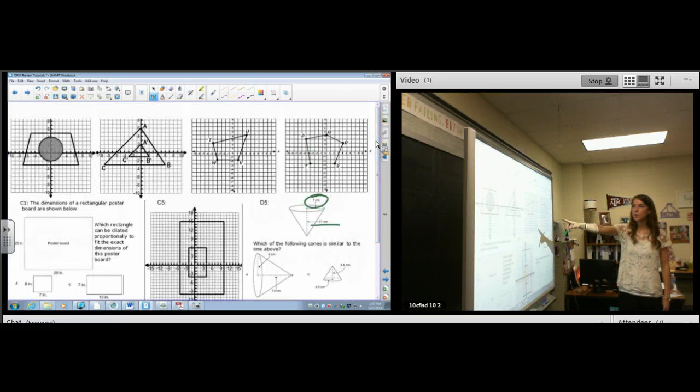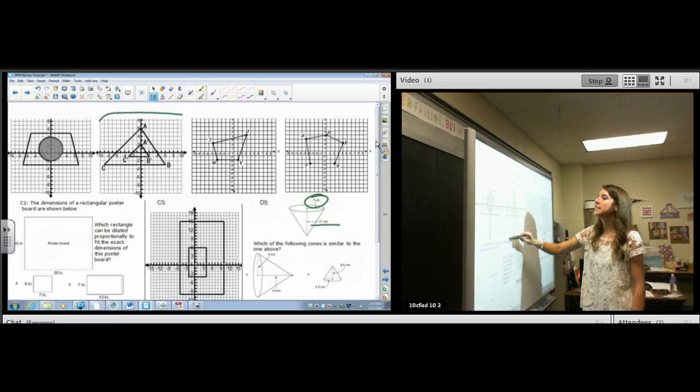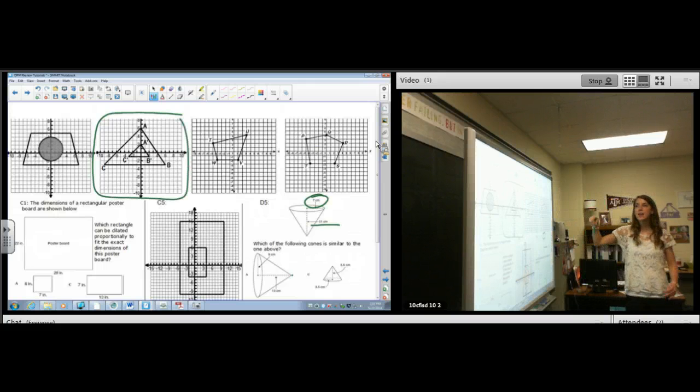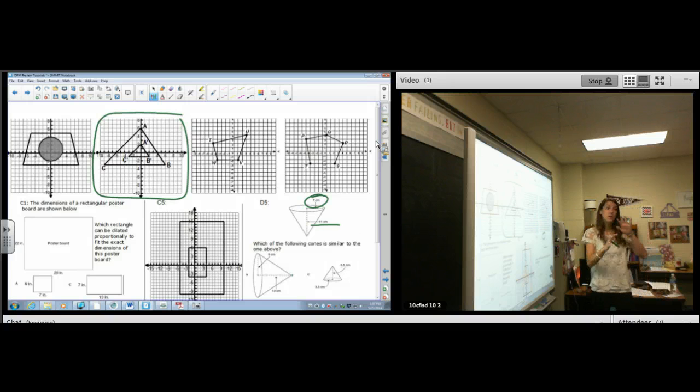What is it asking for? This one? Yeah. Okay, this one's asking for scale factor. It's not asking about similarity. So scale factor, she was asking, which one do I put on top? Doesn't matter when you're seeing if they're similar or not. It's a yes or no question.